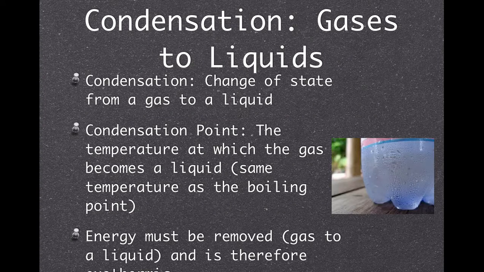Condensation is going from a gas to a liquid. We talked a lot about condensation when we discussed the water cycle. It's a change of state from a gas to a liquid, and it occurs at the condensation point. Believe it or not, this condensation point is the exact same temperature as the boiling point. This is the temperature at which the gas becomes a liquid. Energy has to be removed for condensation to occur, because it's going from a gas to a liquid, and the molecules are slowing down, so the energy is being removed. It's therefore exothermic.